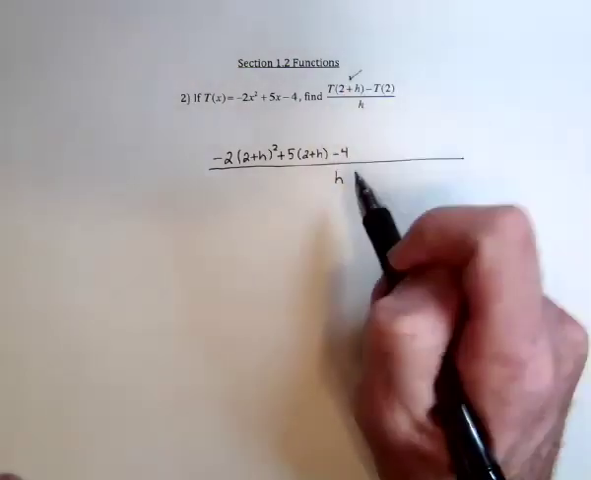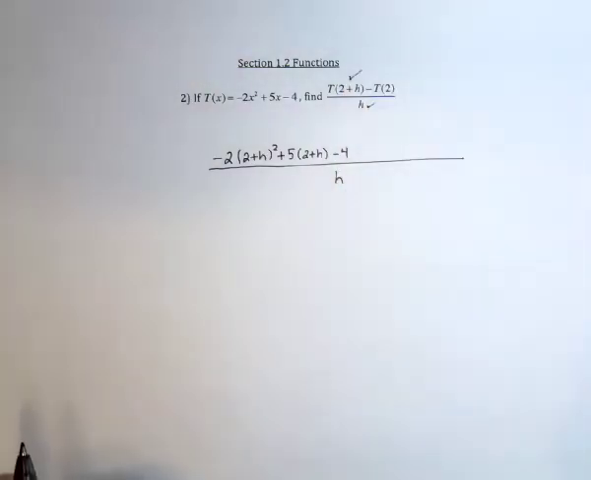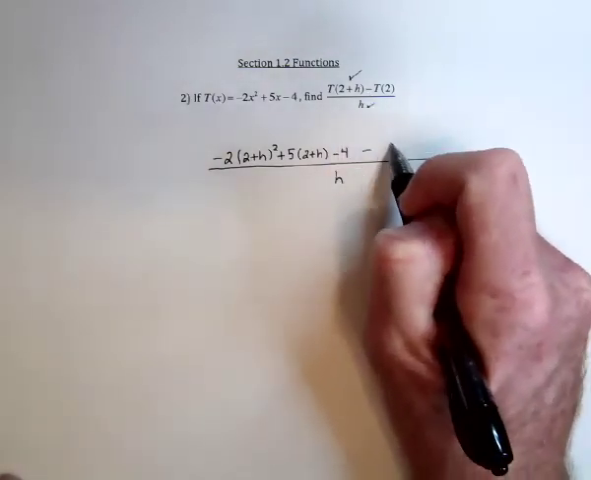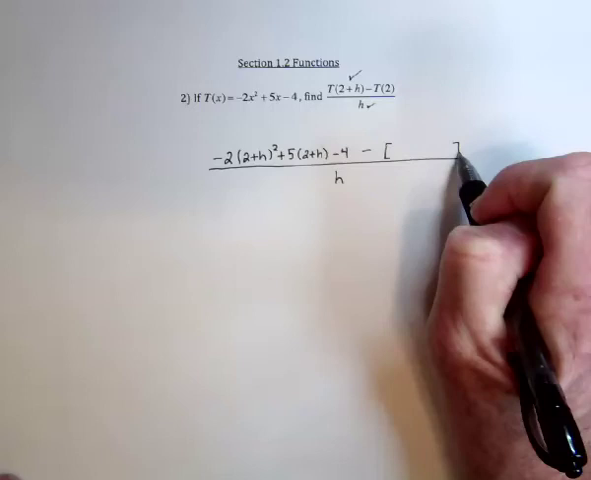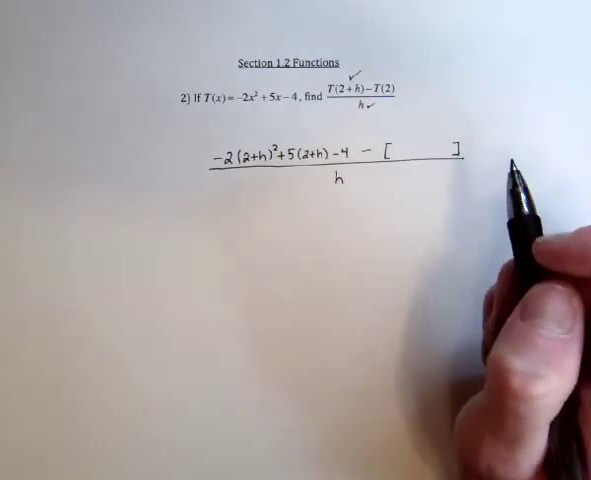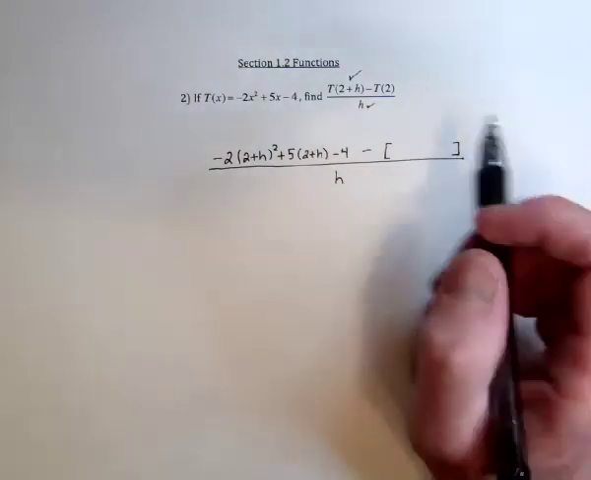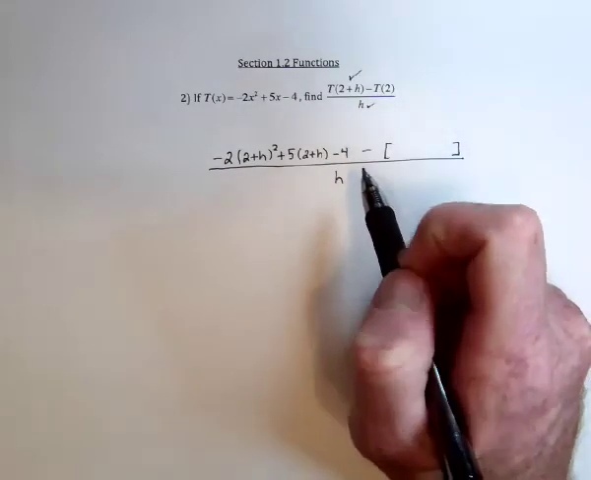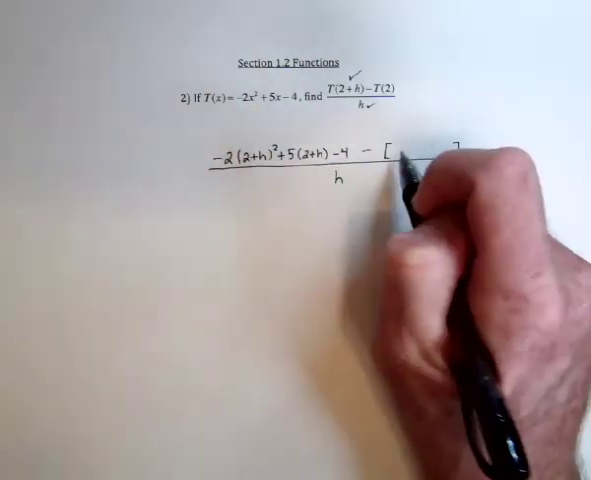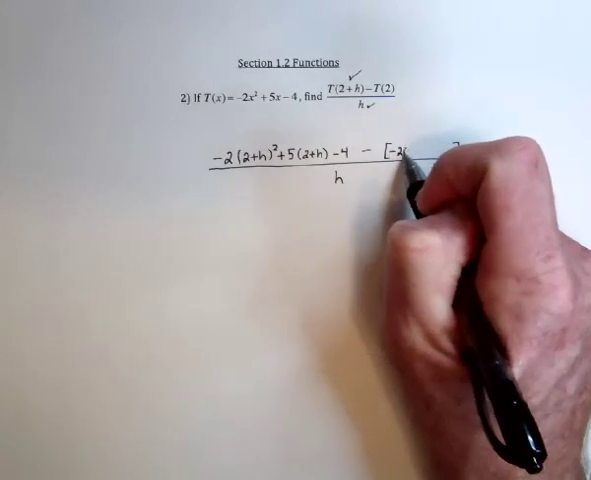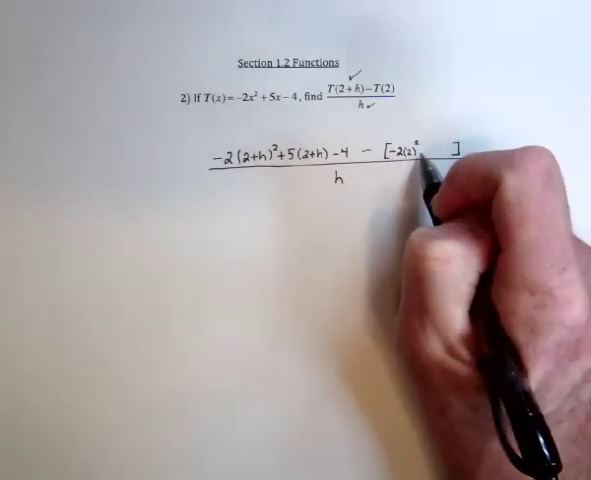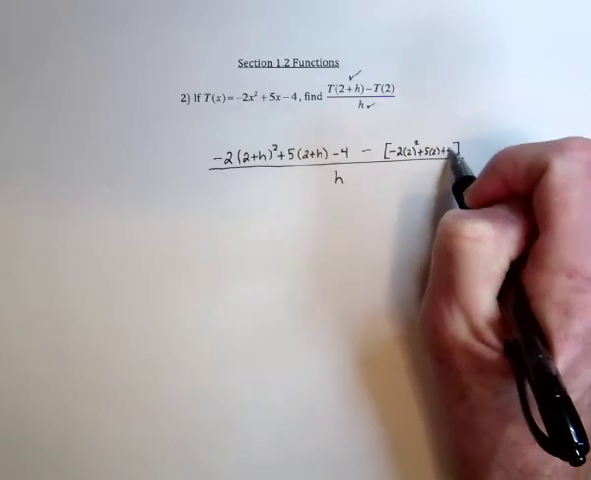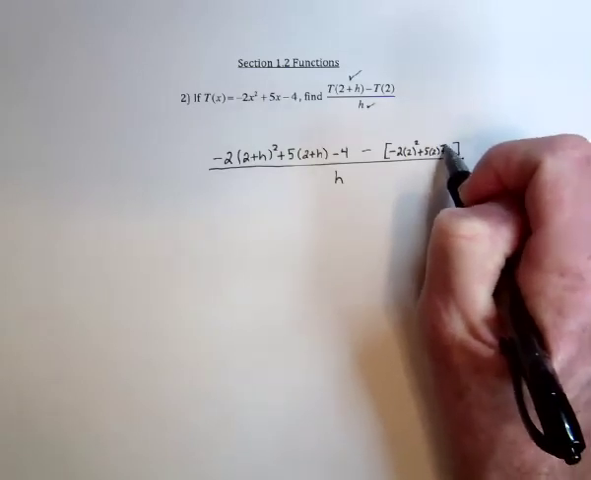Okay, this part is done, and that part's done. Now we need to say subtract, and it's quite important to put parentheses or brackets around this part, because it's subtract this whole quantity t with a 2 substituted in. So now go to the t function and substitute a 2. So negative 2 and then 2 squared, 5 times 2, minus 4.